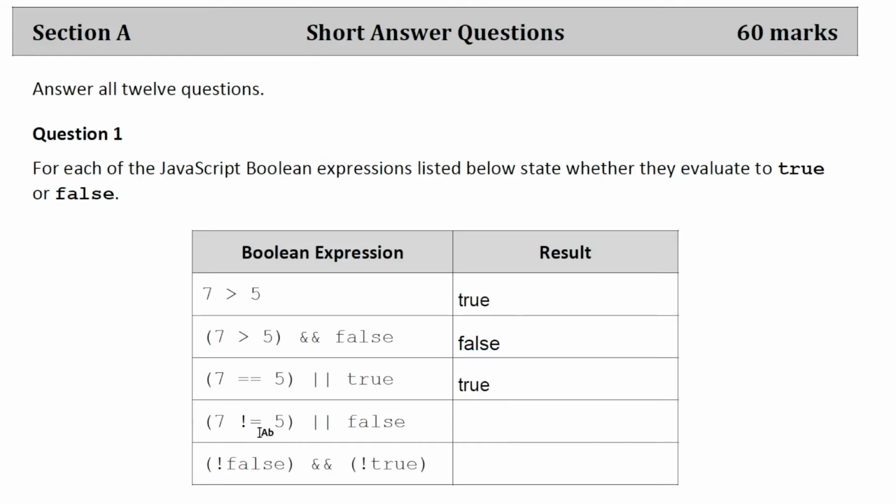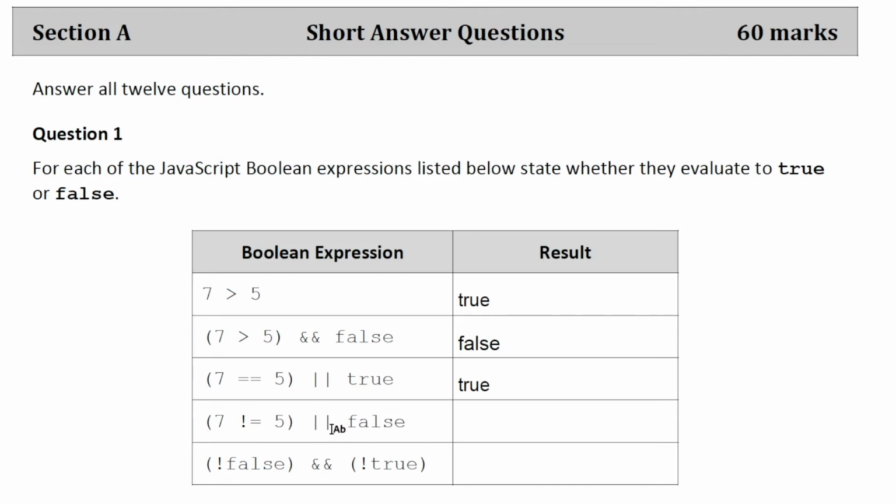Now moving on to our fourth Boolean expression, we have 7 and then we have an exclamation mark equals to 5. So this exclamation mark equals means not equal to. So if we have 7 is not equal to 5, this is true. So we can say that this statement here is true.